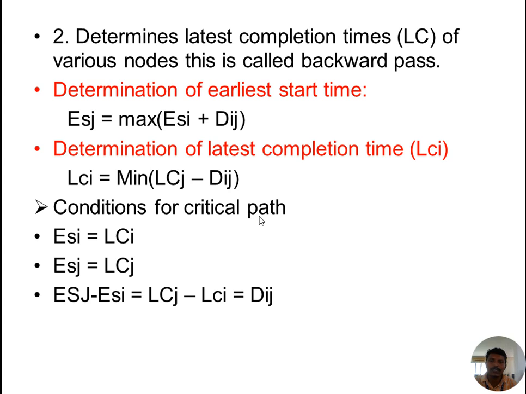The conditions for the critical path: ESI is equal to LCI, meaning the earliest starting time at the first node is equal to the latest completion time at node 1. The earliest starting time at node 2 is equal to the latest completion time at node 2. A path that fulfills this condition is called a critical path. The third condition: ESJ minus ESI is equal to LCJ minus LCI, which is equal to the duration. These conditions, equal to the duration, define the critical path.